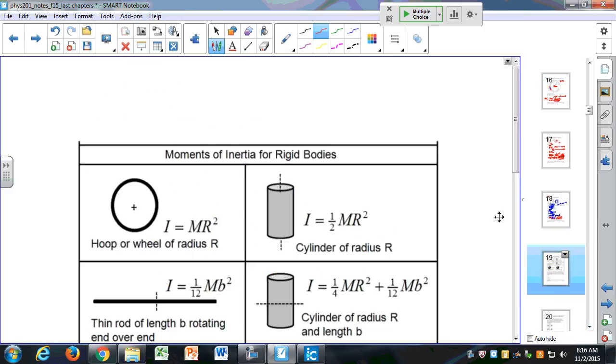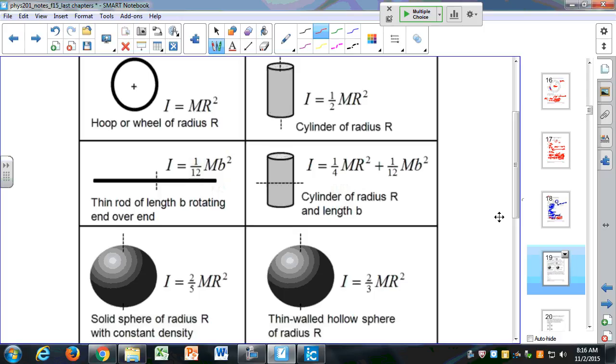We can do it for all the others. These are just some of the shapes. We're not going to go through all of them just to belabor it, but you can do that similar process for all sorts of different things. We did the cylinder of radius r and the thin rod of length b, but you can do it for a cylinder of radius r where you're rotating about an axis through the middle, and then you can also do it for a solid sphere and a thin-walled sphere.